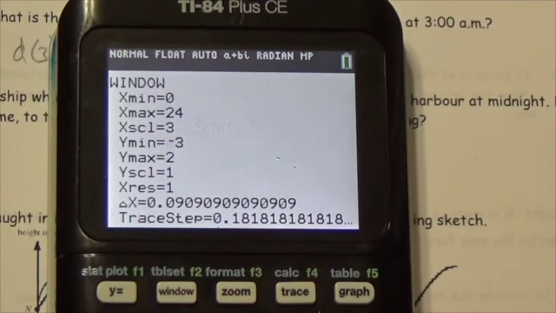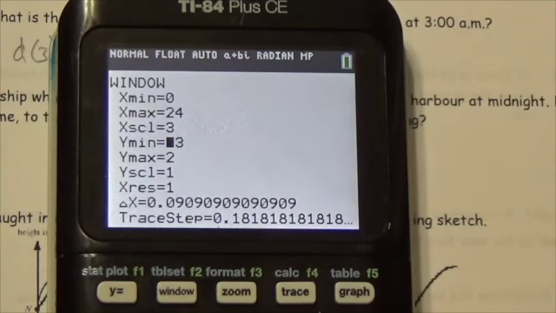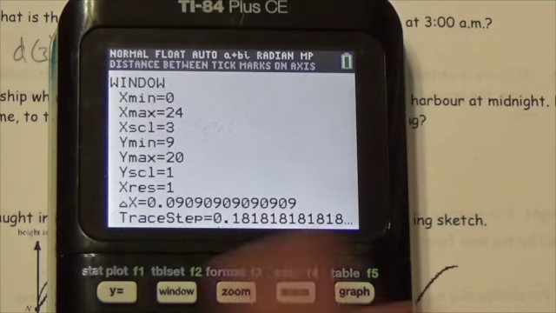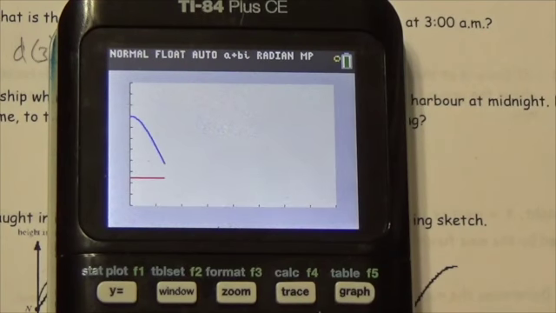The maximum value was 17. The minimum value was 11. So I'm going to give myself a little bit of leeway there. I'm going to make my minimum 9, and I'll make my maximum 20. And that can go up by ones here. And so now if I graph that, all right, there they go.